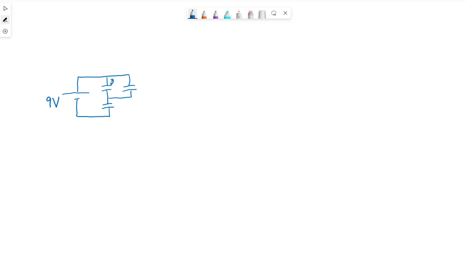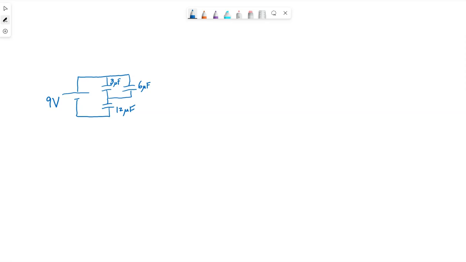Let's say we have a 3 microfarad capacitor, a 6 microfarad capacitor, and let's do another 3 microfarad capacitor. Or maybe I don't want 2 of the same. Let's do 12, just to keep them different, so they're easier to talk about.